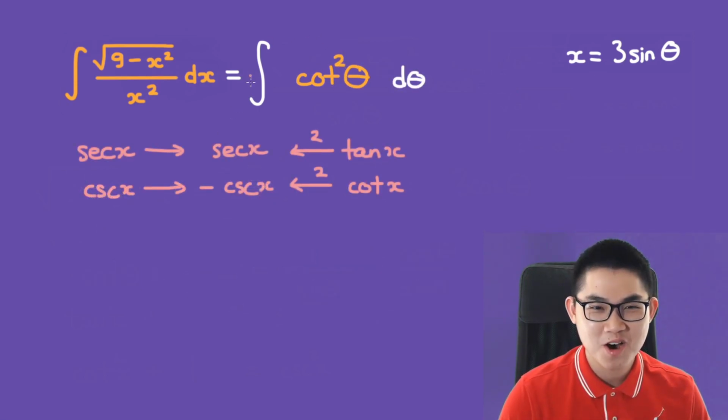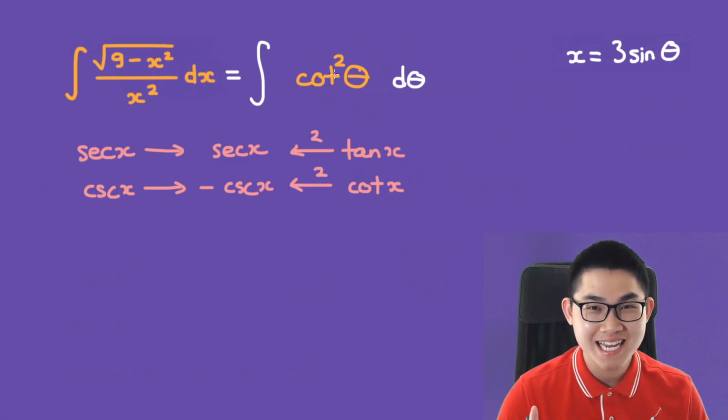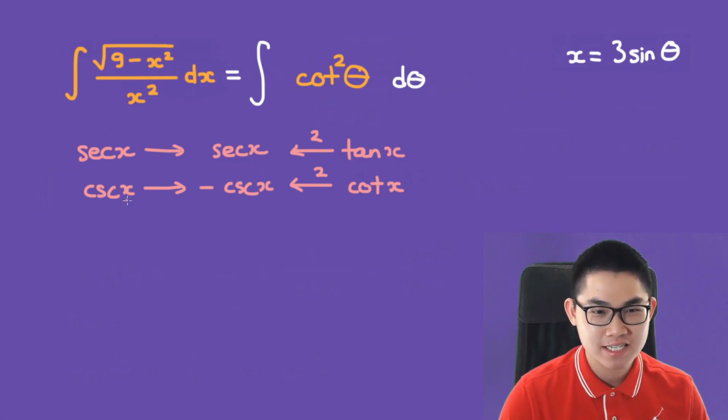So how can we solve the integral of cotangent to the power of 2? Let me show you an easy trick. You can see this diagram: we have secant of x with an arrow to secant of x, and this arrow pointing backwards with the 2, then tan of x, and the same thing over here. The difference is that cosecant of x points to negative cosecant of x, and then we have this same arrow and then cotangent of x.